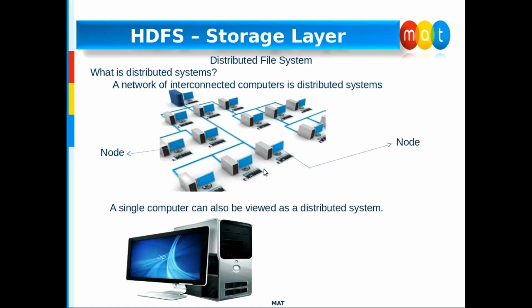What is a distributed file system? Multiple computers put together is called a network, where each computer is called a node. When you load any file into this network, that file's data will be distributed to multiple nodes. File data will never be stored in one machine. It will be distributed across machines. Distributed data storage, right?